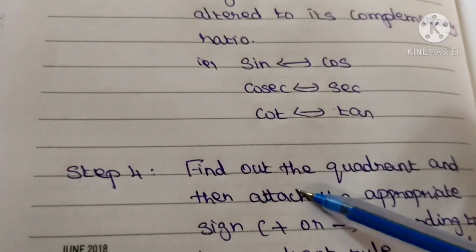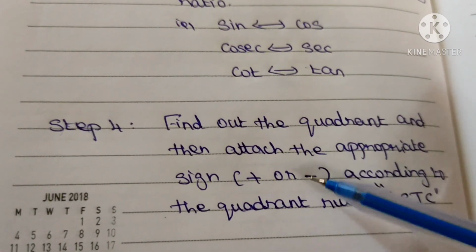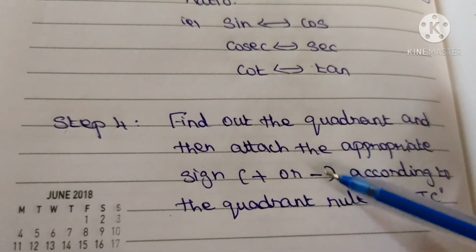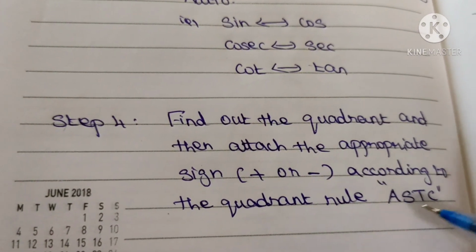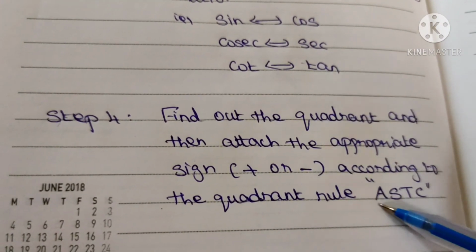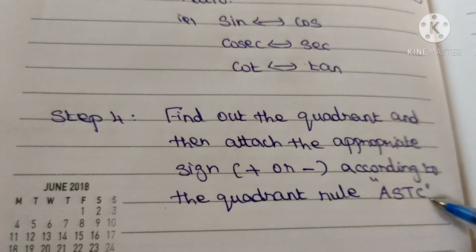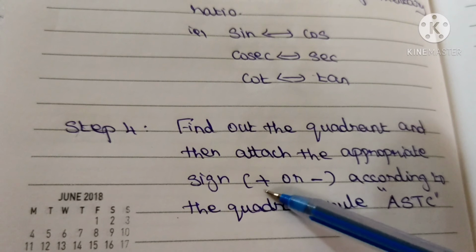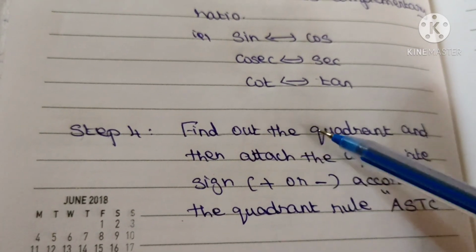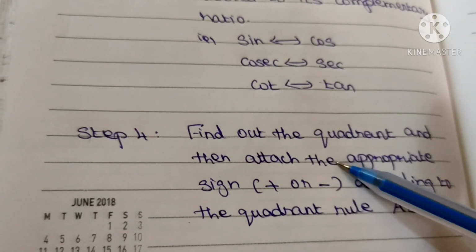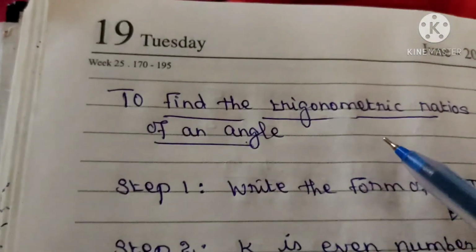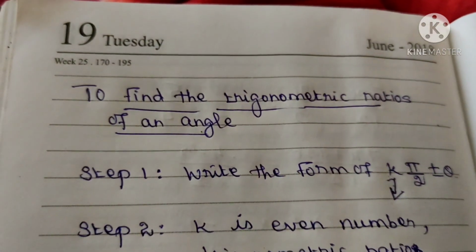Okay. Then the fourth step is to find out the quadrant and then attach the appropriate sign, plus or minus, according to the quadrant rule ASTC. ASTC is all students take chocolate. Use that condition, find out the sign, positive or negative, and also find out the quadrant. Okay. These are the steps to find the trigonometric ratios of an angle.